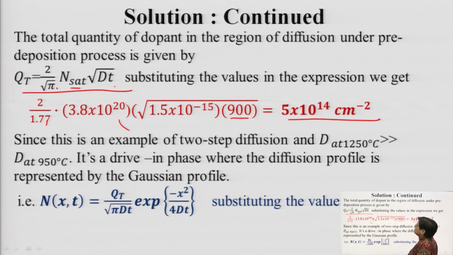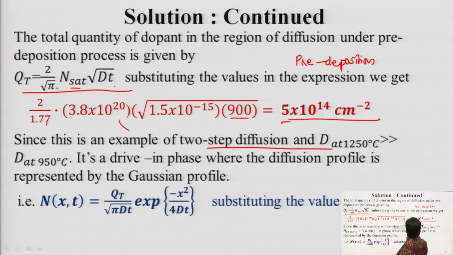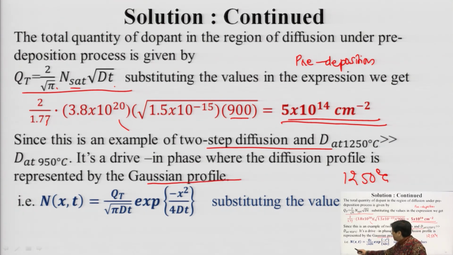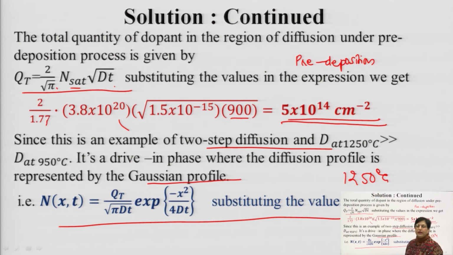Once the value of Qt is known to you, you will substitute the value, since this is an example of two-step diffusion. This was about the pre-deposition. Now, after pre-deposition, this is the concentration profile you are getting on the surface. After that, you are going ahead with drive-in. Drive-in is carried out at 1250 degrees centigrade. So, naturally, it is represented by a Gaussian profile. So, you will apply the equation for the Gaussian profile. The equation is Qt upon under root pi dt, exponential e raised to the power minus x square upon 4dt.